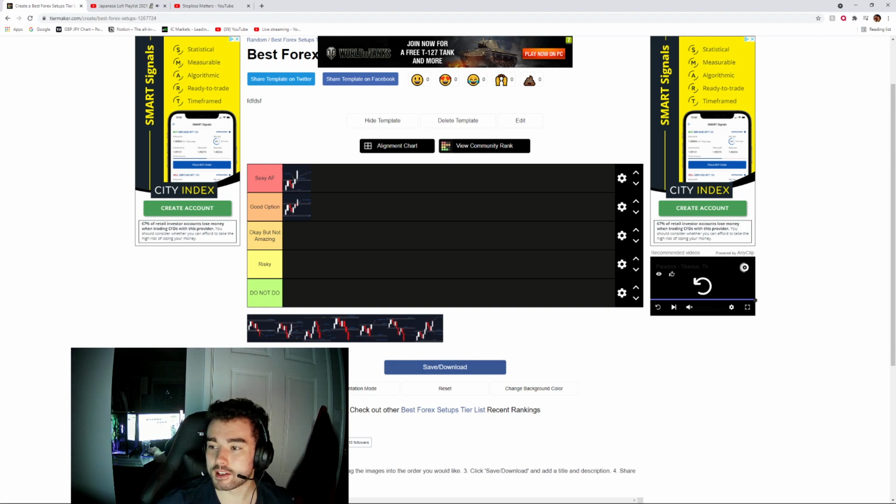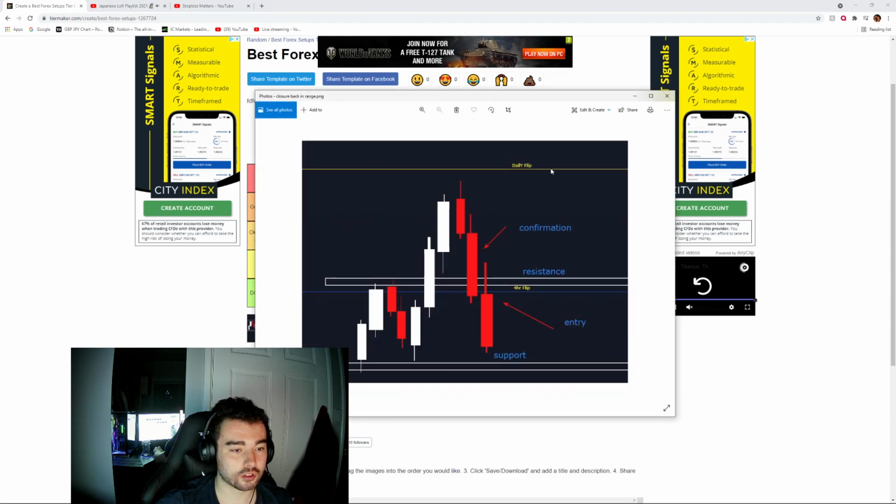The next one, let's take a look at closures back in the range. This is this one here. These are some other ones. This is closure back in the range in the opposite way. So I'm just going to take a look at this one. This one's a bit of a harder one to explain, but I'm kind of just going to go through it here. So if you are new to my live stream, I basically have daily flip lines and 4-hour flips.